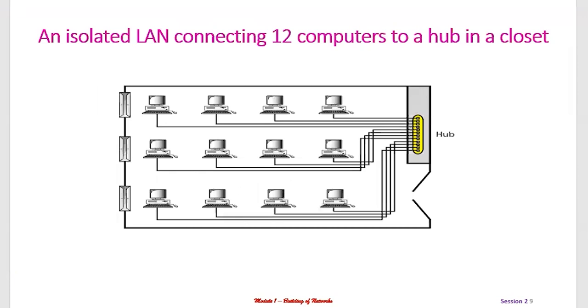Then we have a simple illustrative LAN. This diagram shows how a LAN could look, as I said, in your office setup or in your institutional lab setups. You can have rows of computers connected, and each row can have a number of nodes. Again, this is a hybrid topology with a hub. This is a small scenario showing how a real LAN will look.